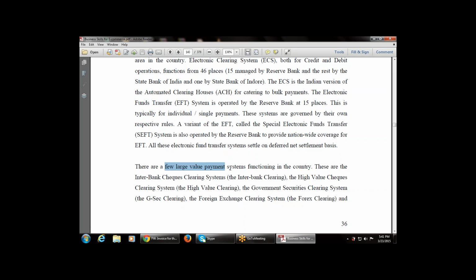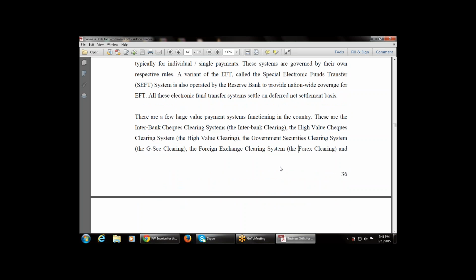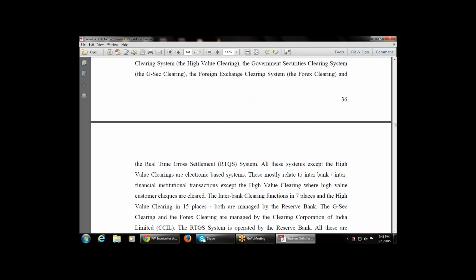And there are a few large value payment systems functioning in the country. These are the interbank check clearing system, the high value check clearing system, the government securities clearing system, and the foreign exchange clearing system, known as forex. So: interbank clearing, high value clearing, GSEC, that is the government securities, forex, that is foreign exchange, and the RTGS, that is the real time gross settlement system.